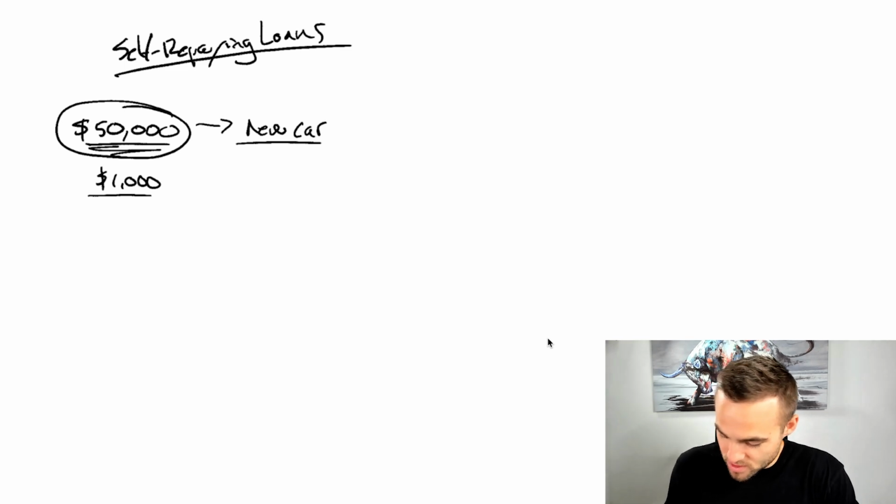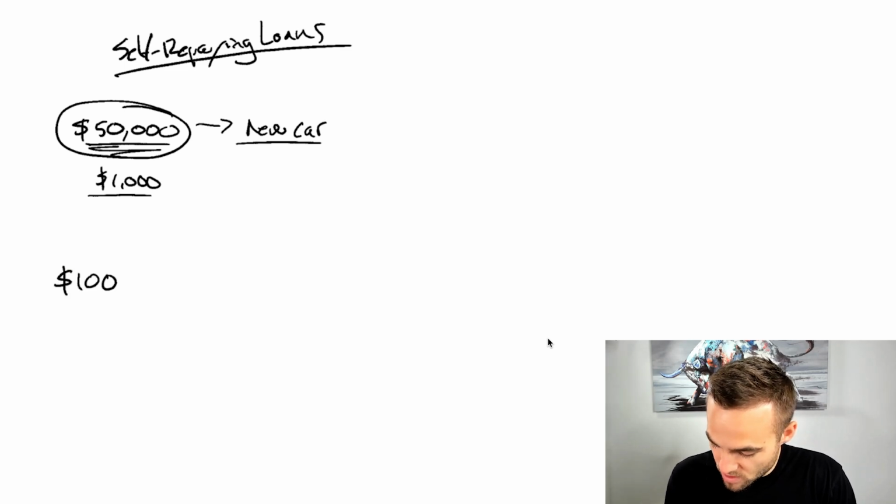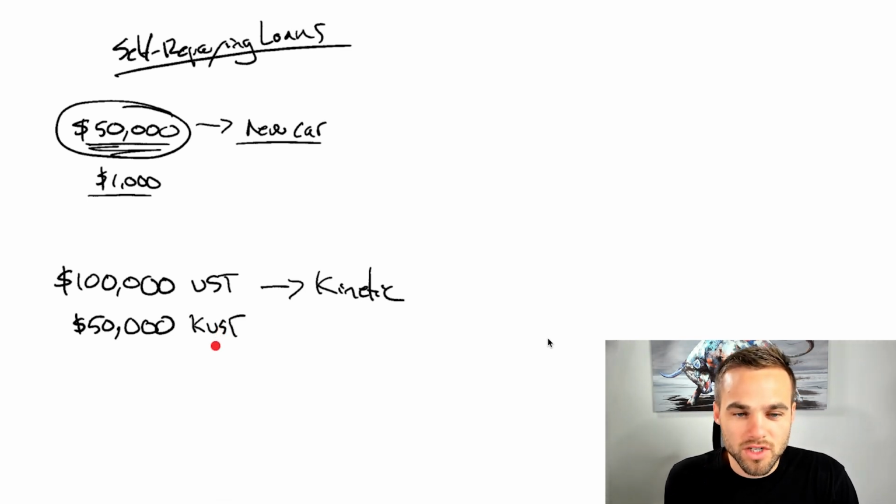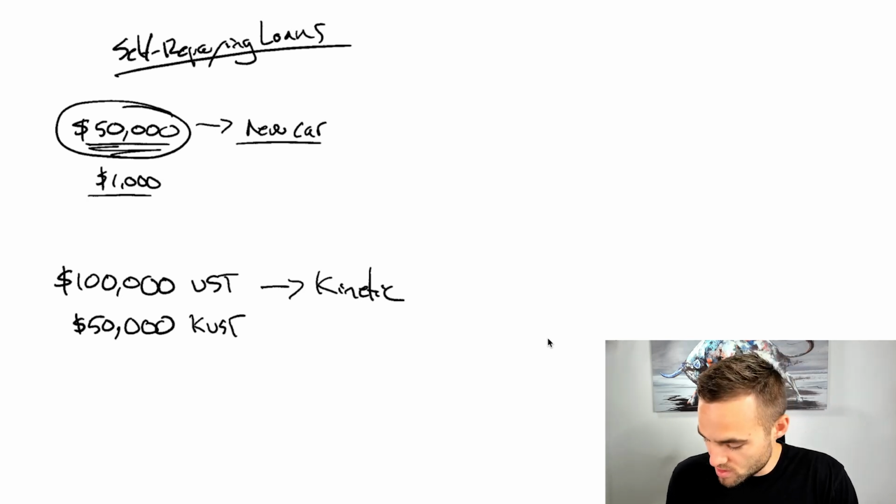So the way it works is, for example, let's say we want to go buy a new car, a new boat, or put a down payment on a home, whatever you want to do. We take our $100,000 worth of UST and deposit it into Kinetic. Immediately, we're able to get $50,000 right now. With that $50,000 of KUST, you can do whatever you want. You could withdraw it to your bank account and go purchase this car.